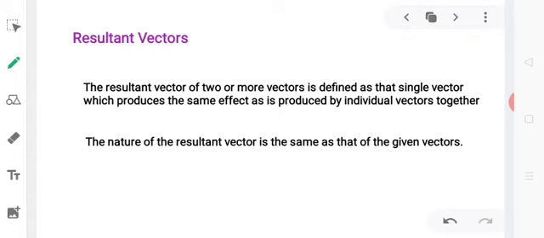The resultant vector of two or more vectors is defined as that single vector which produces the same effect as is produced by the individual vectors together. Now it is to be noted that the nature of the resultant vector is the same as that of the given vectors.